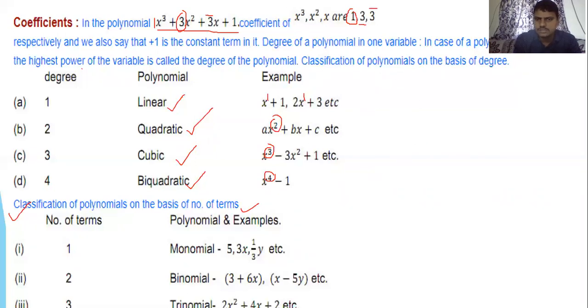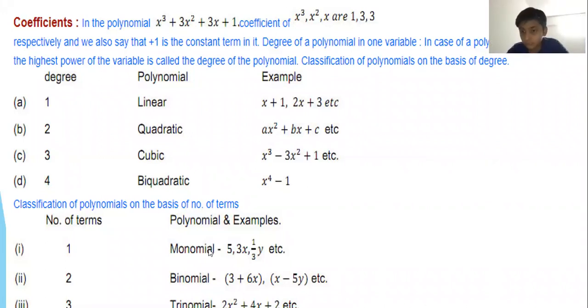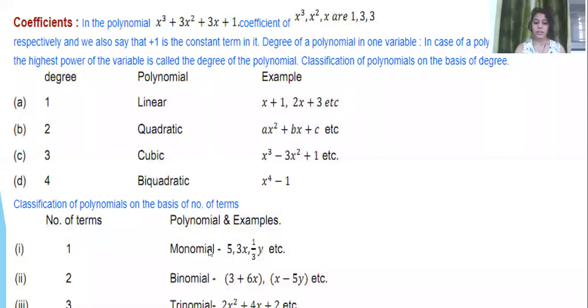Still any doubt, children? Now ask me. Niharika, yes, sir, I have a doubt. Yes, ask me. Can you hear? Yes, now tell me. They also discovered the fourth one, sir, which is the quadrinomial.